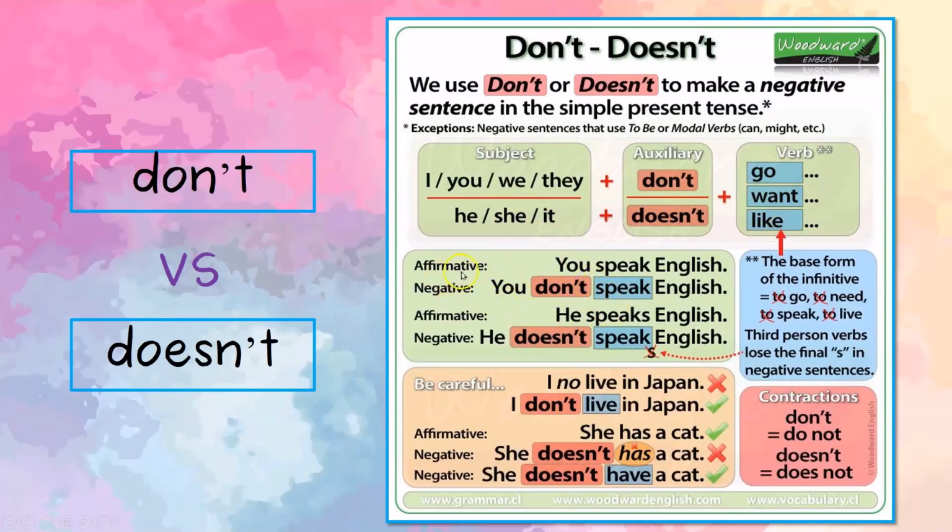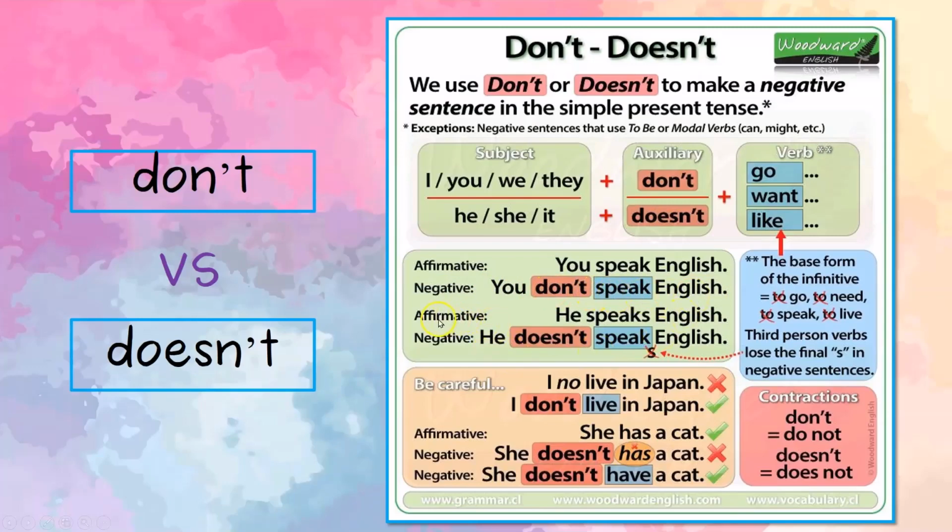If it is affirmative, we will say, you speak English. But if it is in a negative form, you will say, you don't speak English. Okay, because the subject is you, so we use don't. Don't speak English. Alright, okay.